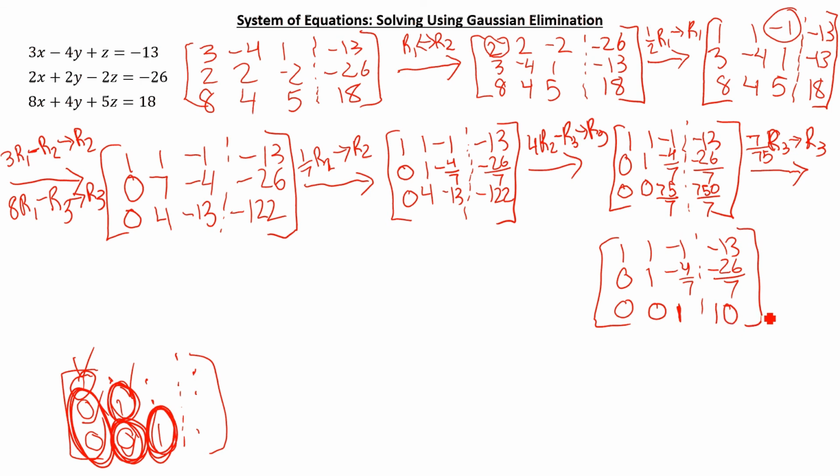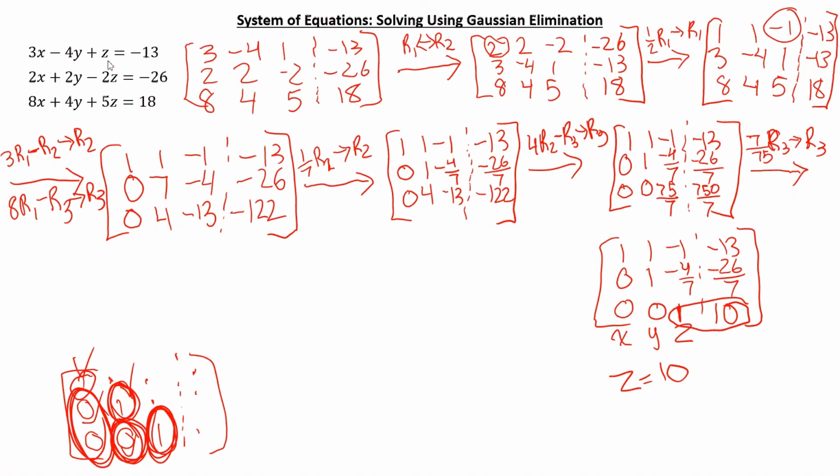So now, remember, this is x, y, and z. Z is going to be 10. Now at this point, we're only doing Gaussian elimination, meaning we're going to do back substitution to solve for the rest of this. So the second equation right now is y minus 4 over 7z equals negative 26 over 7. And if you put this in your calculator, you can easily figure out what it is, because we know z is 10.